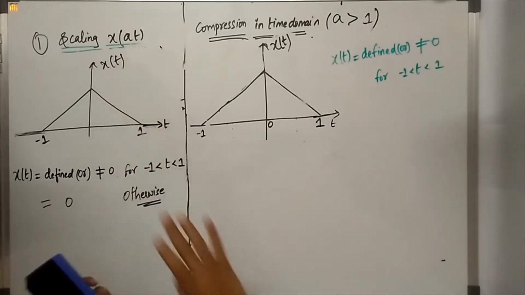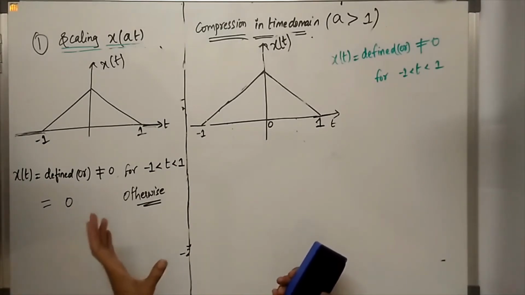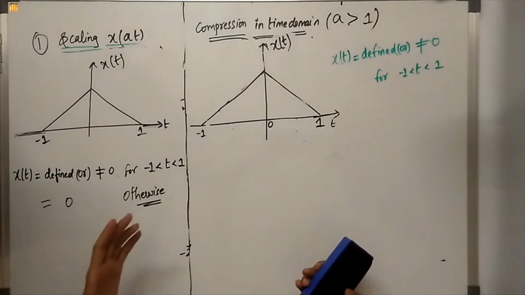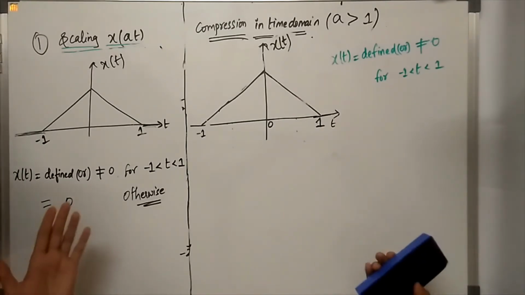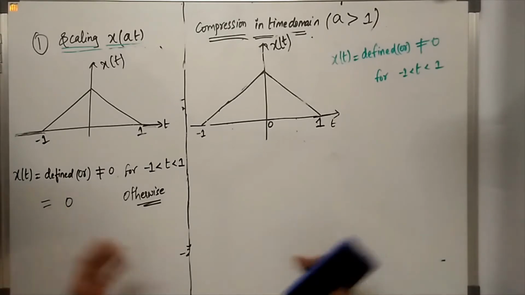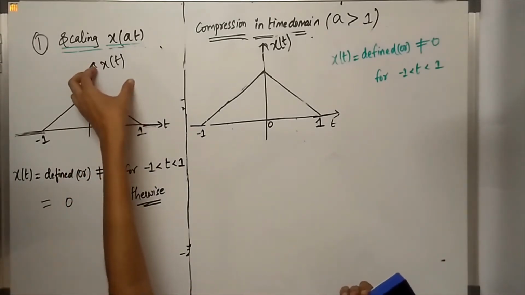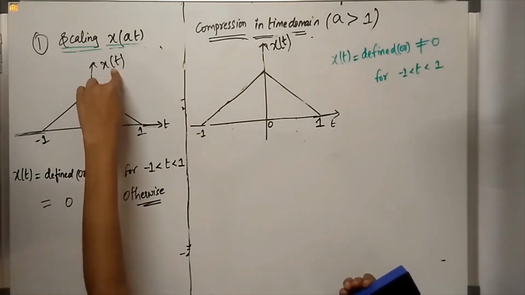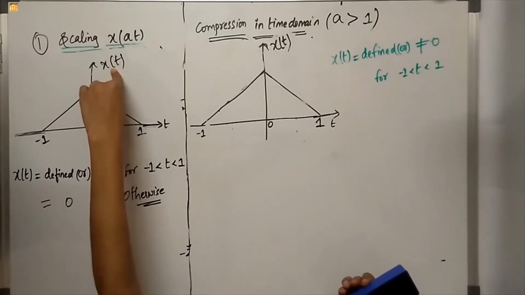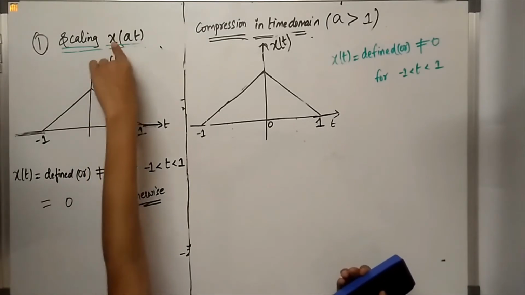Okay? So, we will see the pictorial representation assuming a is greater than 1. We will see pictorially when a is greater than 1 how this is called a compression in time domain, and when a is less than 1, why this is called expansion in time domain. Okay. Now let's assume a signal x of t, where t is the independent variable. If I scale this independent variable by some constant, say a, what I get is x of at.